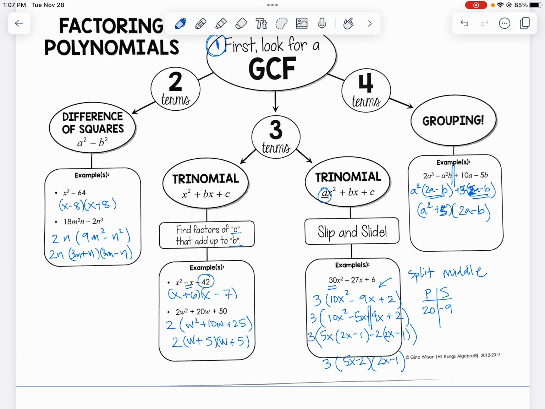So what I end up with here is 3 times parentheses 5x minus 2 times parentheses 2x minus 1. Okay, there are more notes on factor by grouping in another video. For now, these are the techniques for factoring polynomials. First, find a greatest common factor. If it's 2 terms, look for the difference of 2 squares.